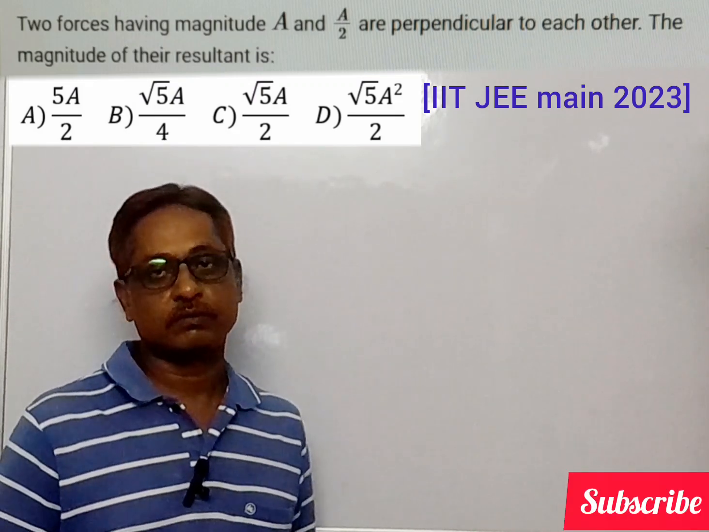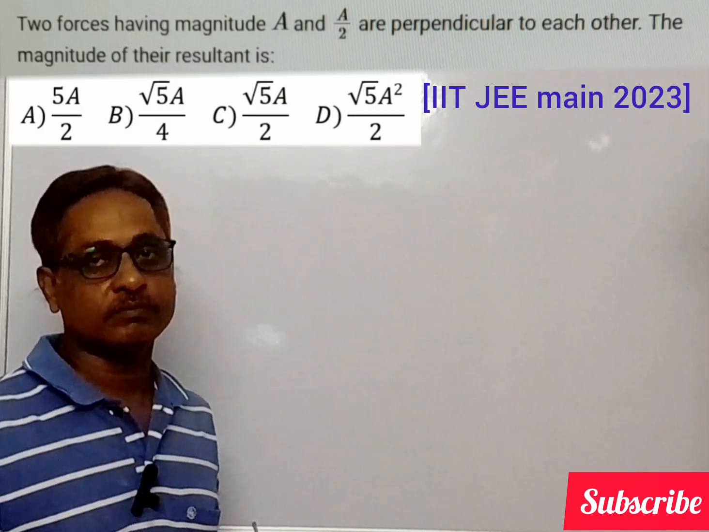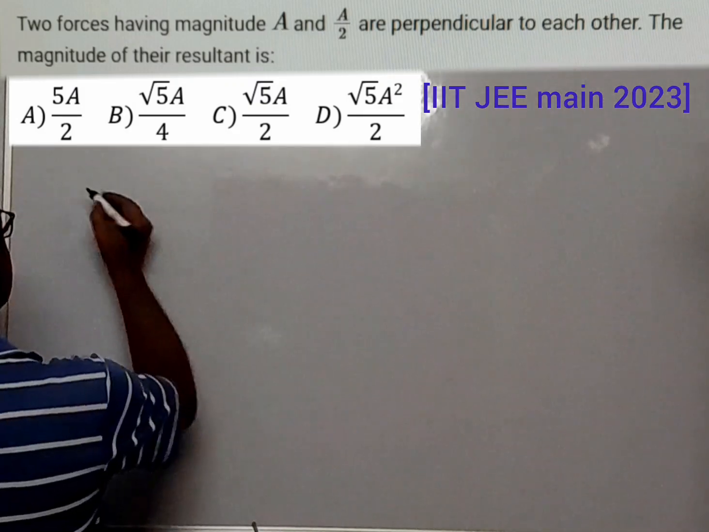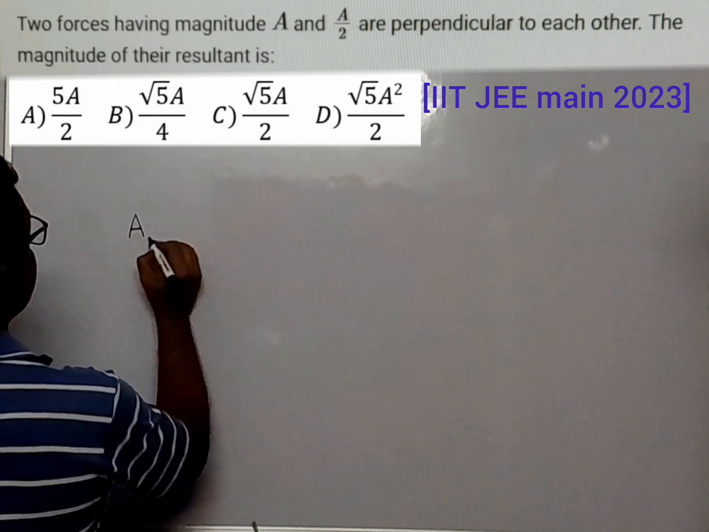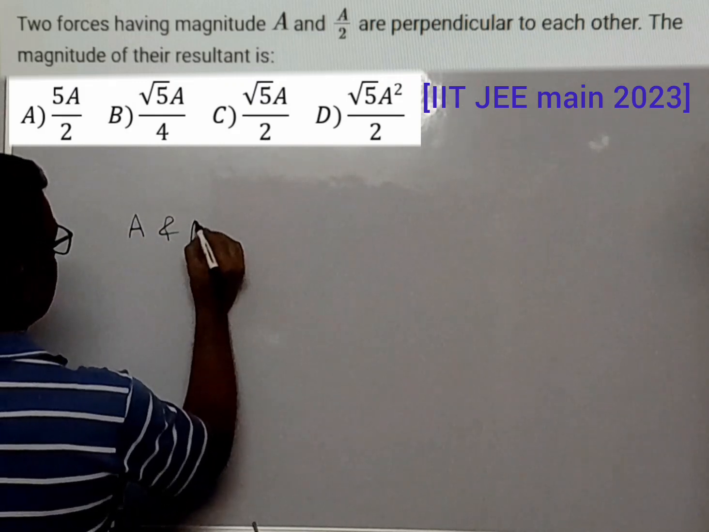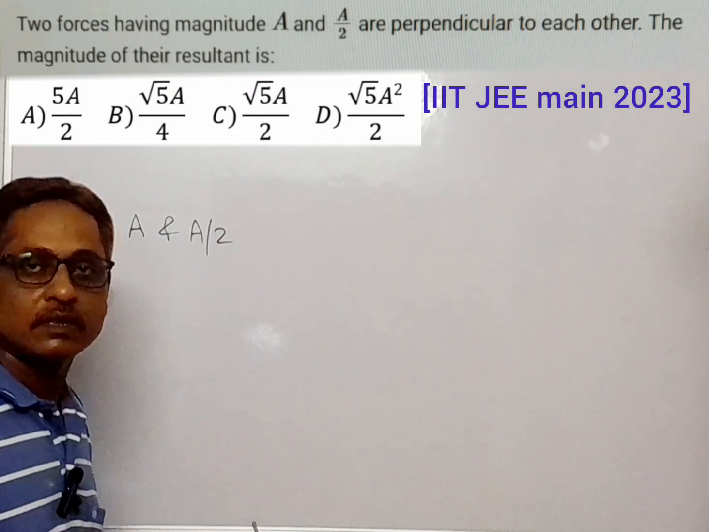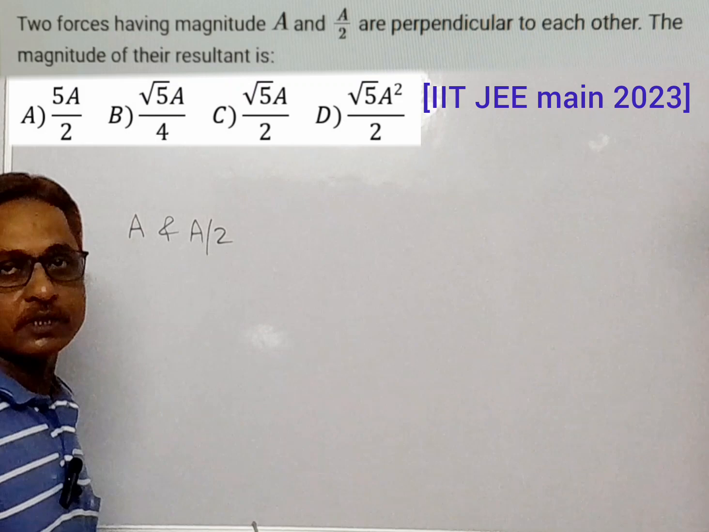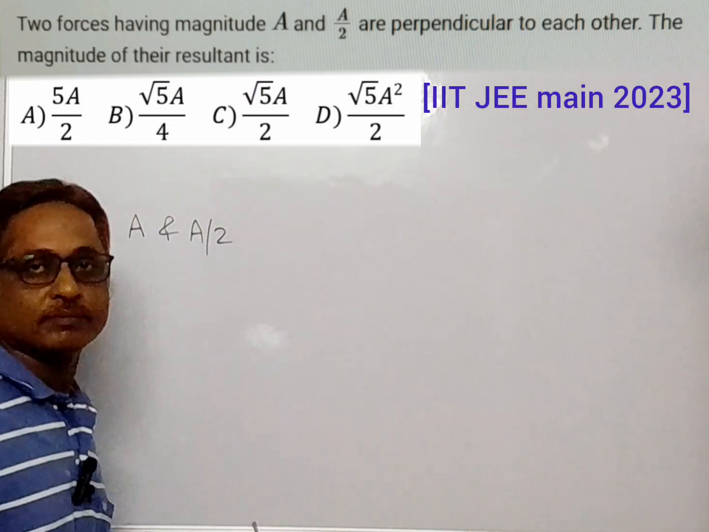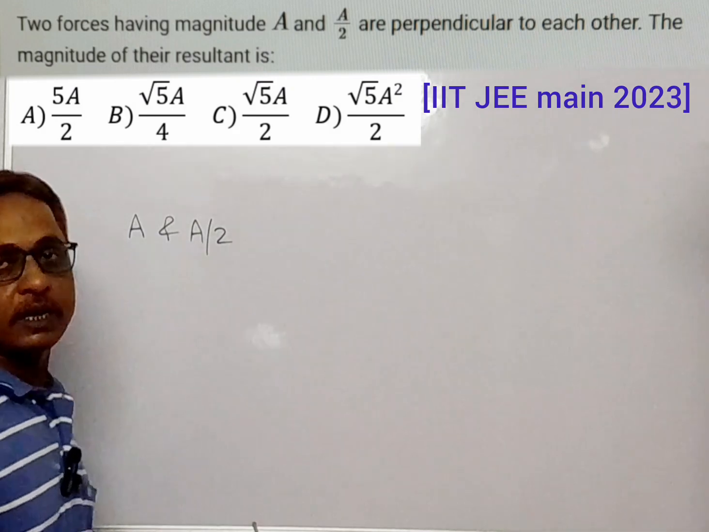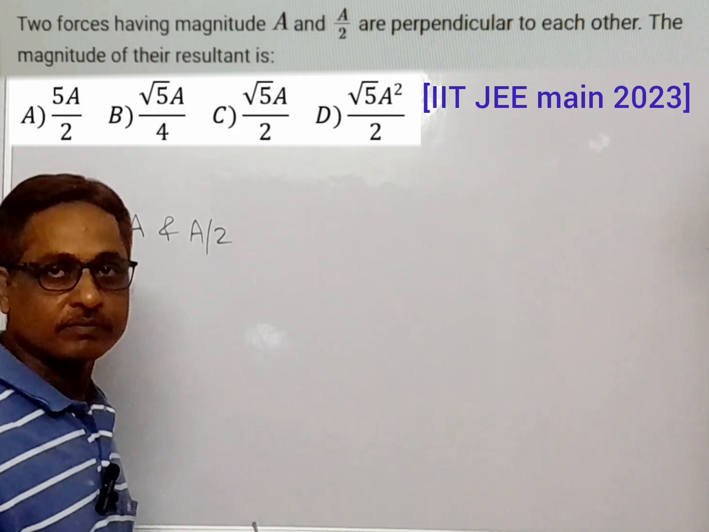चार ऑप्शन, दो फोर्सेज हैं जिनके मैग्नीट्यूड्स दिए हुए हैं, पहला का A और दूसरे का A by 2। A is the magnitude of the first force and A by 2 is the magnitude of the second force. And both these forces, it is given, are perpendicular to each other. That means the angle between these two vectors is 90 degrees. Then we have to find the magnitude of the resultant vector.